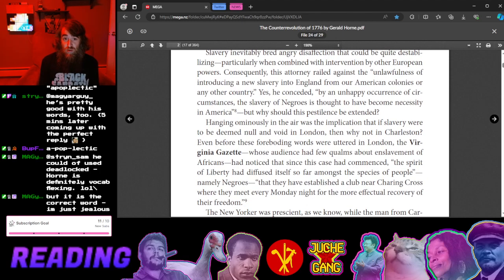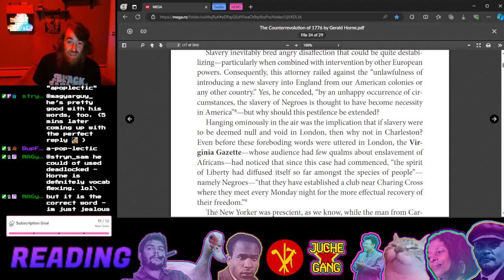Slavery inevitably bred angry dissatisfaction that could be quite destabilizing, particularly when combined with intervention by other European powers. Consequently, this attorney railed against the unlawfulness of introducing a new slavery into England from our American colonies or any other country. Yes, he conceded, quote, "by an unhappy occurrence of circumstance, the slavery of Negroes is thought to have become necessity in America." But why should this pestilence be extended?